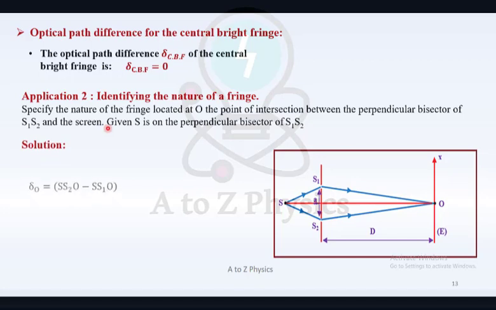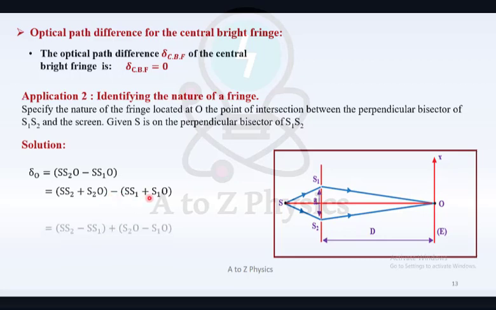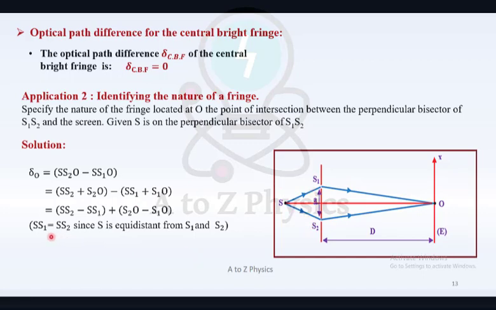To solve this application, we have to find delta at O. Delta at O equals SS2O minus SS1O, which is equal to SS2 plus S2O minus (SS1 plus S1O), equal to SS2 minus SS1 plus S2O minus S1O. And since S is equidistant from S1 and S2, SS1 equals SS2. Also, since O is equidistant from S1 and S2, then S1O equals S2O. And finally, we get delta at O equal to 0. So at O, there is a central bright fringe.